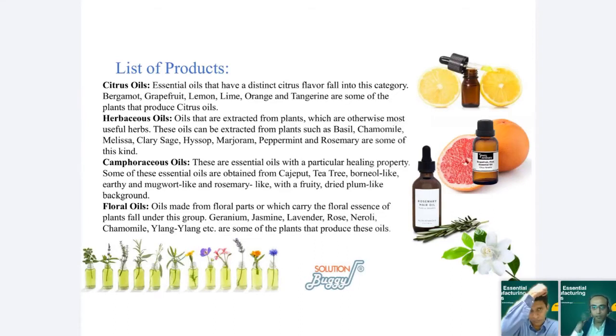Then camphoraceous oil. Camphoraceous oil means oil which has a dark essence. These are essential oils such as cajeput, tea tree, and those with tannins, earthy notes, rosemary, and a plum-like fruit. So this fruit has camphoraceous oils.